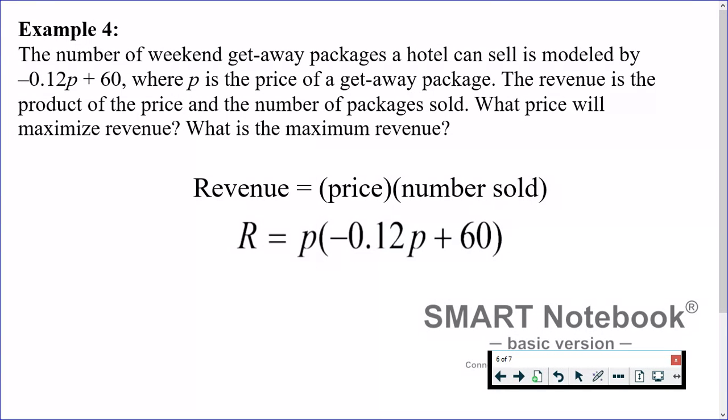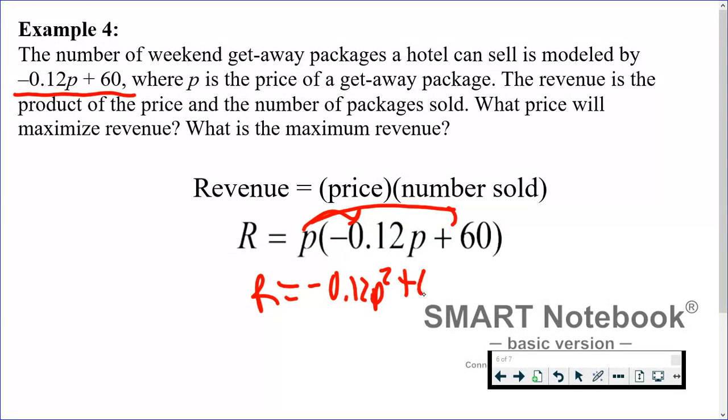So the price is defined as P. The number of packages sold is defined as the expression there. The revenue is the amount of things you sell times how much you sell them for. So we're going to multiply them together. So we're just going to distribute the P in there. So revenue is equal to negative 0.12 P squared plus 60P.